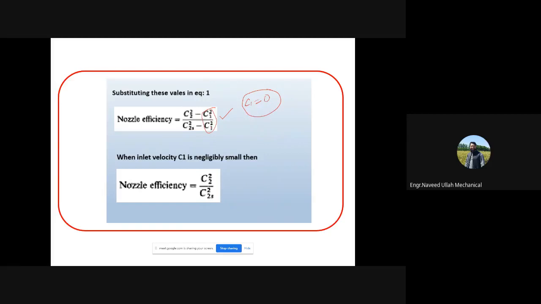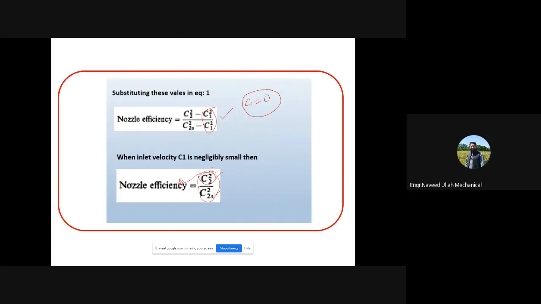So if you take these things zero, तो पास जो nozzle efficiency होगी, that will be C2 square by C2S square. What is this? This is the velocity of the working fluid at exit when the process is real, and this is the velocity of the working fluid at exit when the process is isentropic, and it will give you the nozzle efficiency.